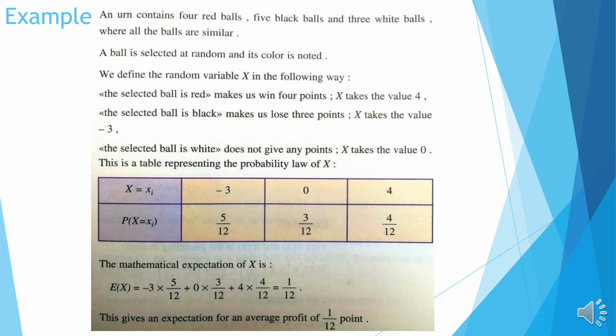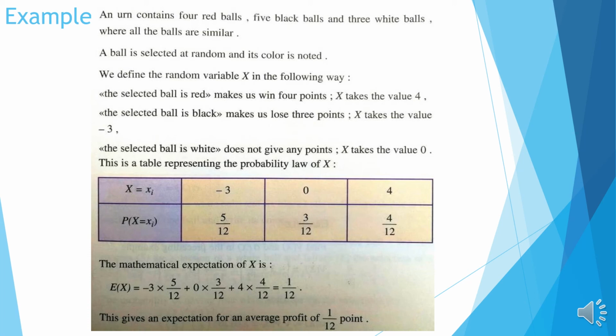We define the random variable x as the following. If the selected ball is red, it makes us win 4 points. يعني إذا طلعت الطابة حمراء بنربح 4. So x may be equal 4. If the selected ball is black, we lose 3 points. So x equal minus 3.